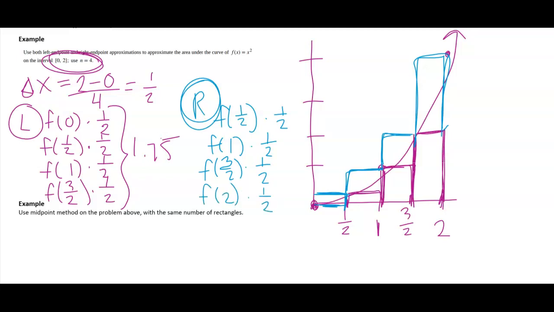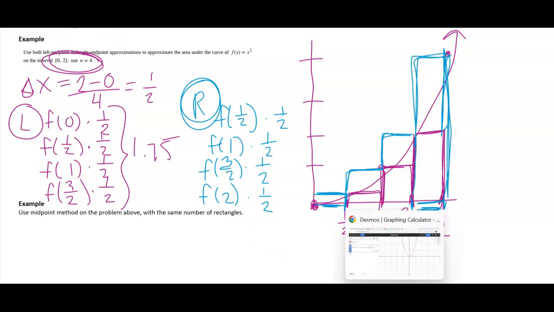Okay, so in the right endpoint method for each subinterval, like 3/2 would be the left endpoint, 2 would be the right endpoint. So I need to use the function output at f of 2. That's going to be my height for my rectangle, and then my base is still 1/2.